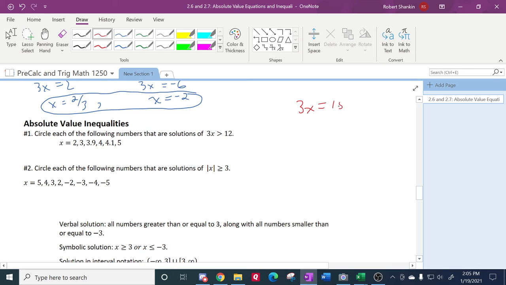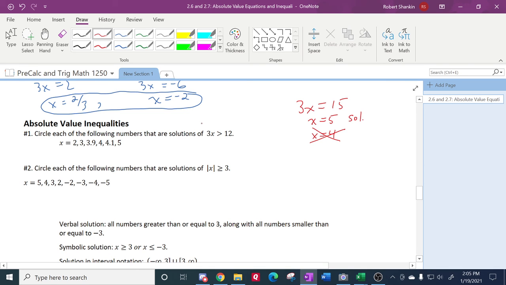3x equals 15. X equals 5 is a solution because when you substitute it in, it causes 15 equals 15 to be a true statement. X equals 4 is not a solution because if you substitute it in, you get 12 equal to 15, which is a false statement. So we'd say that's not a solution.